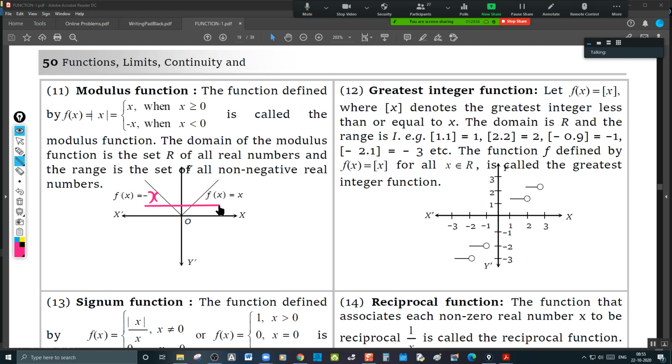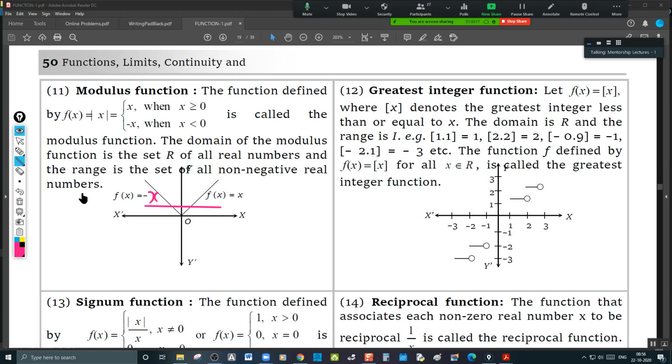Do we draw parallel to the y-axis? No, parallel to the y-axis is for checking whether it is a function or not. To check a function, we draw parallel to the y-axis. To check a one-one function, we draw parallel to the x-axis. Okay, now, similarly, the greatest integer function.